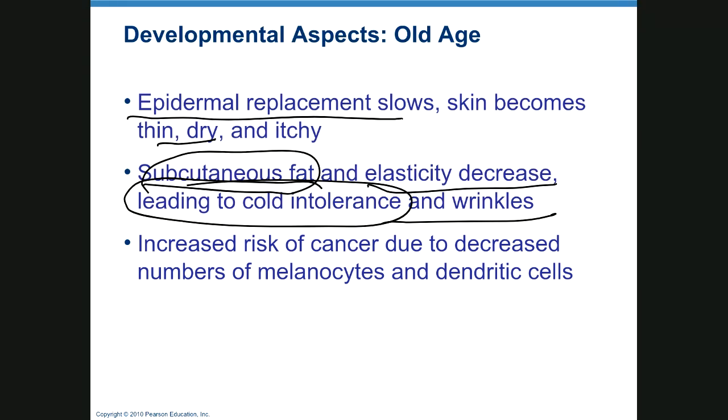There's an increased risk of cancer, sometimes due to accumulated damage over the years, and also due to the decrease in the number of melanocytes. So there's less melanin to protect us, and there are fewer immune system cells to protect us. So you should know what happens to the skin, the integumentary system, as we age.